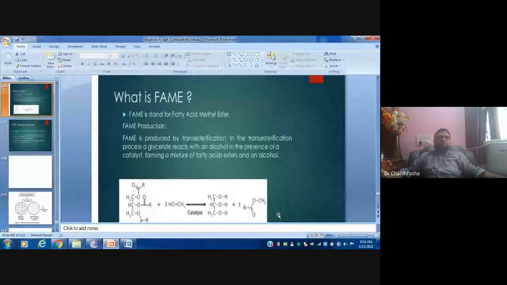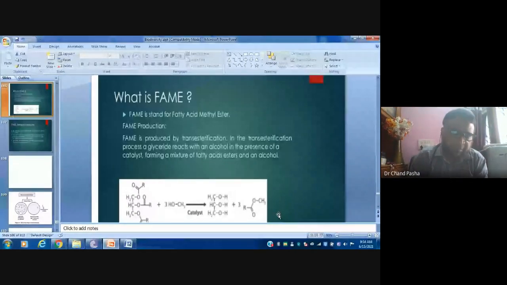See, suppose in a soil sample you are doing a FAME analysis. There are different types of bacteria, and they have different types of fatty acids in their membrane. If that happens, you will end up with several different types of methyl esters.